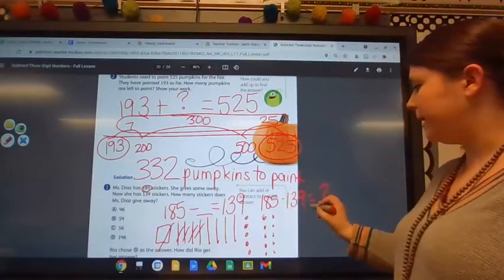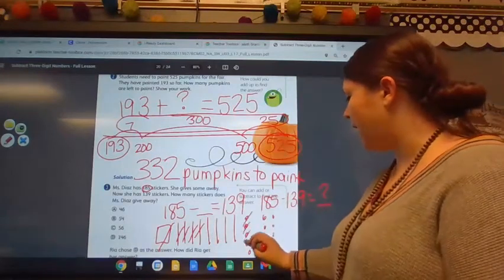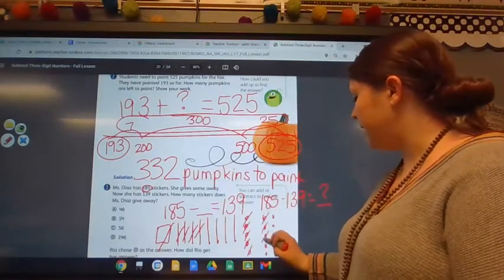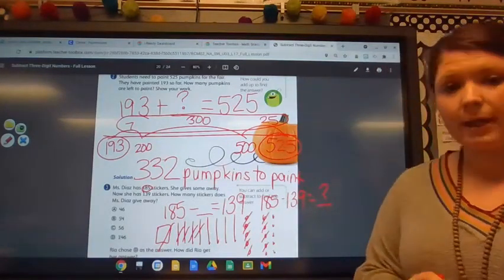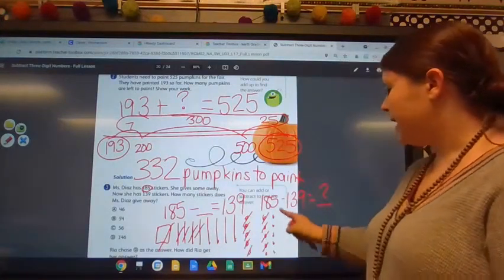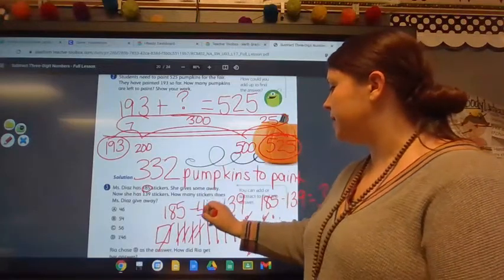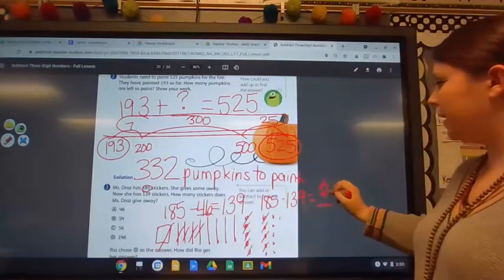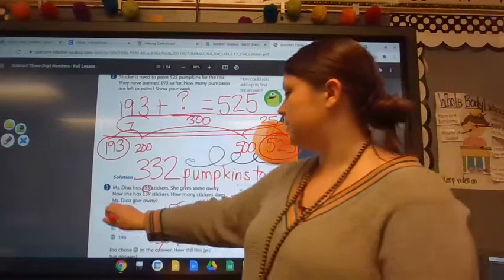Now I need to take away 9 ones. So 5, 6, 7, 8, 9. Now I go back and count how much I have left. I have 1, 2, 3, 4 groups of 10 and 6 ones. So Miss Diaz gave away 46 stickers.